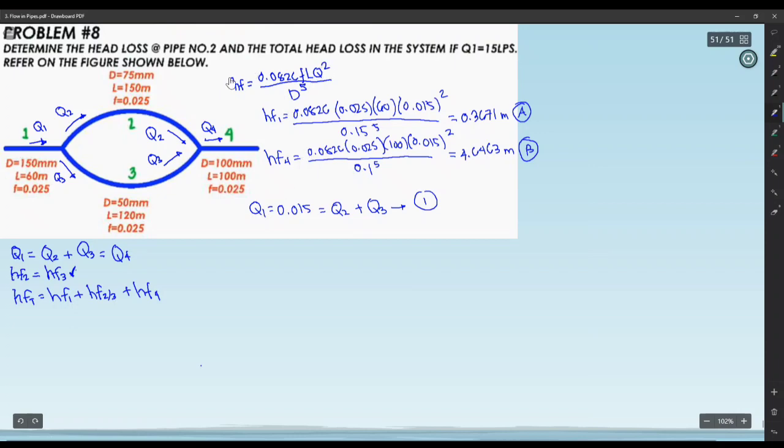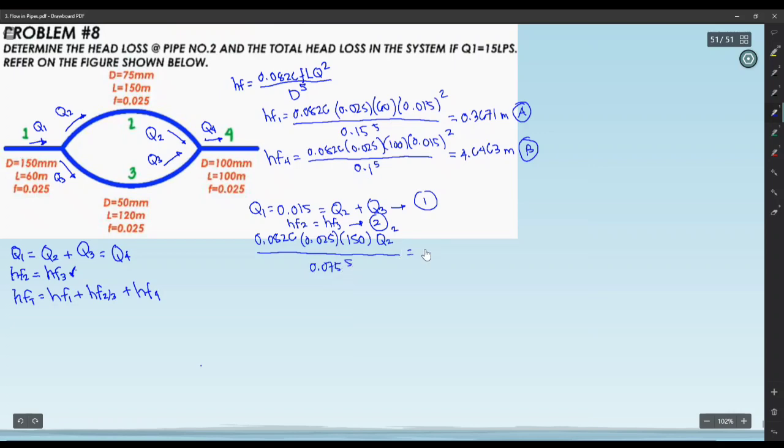Okay, by applying the equation, ito yung ating head loss formula. So hf2 is equal to hf3. Let this be our equation number 2. So 0.0826 para sa pipe number 2, f na 0.025, multiplied by the length of the pipe na 150, and then times the flow rate. Ito nga yung hinahanap, this is unknown, Q2 squared, all over the diameter, so that is 75 mm or 0.075 raised to 5.